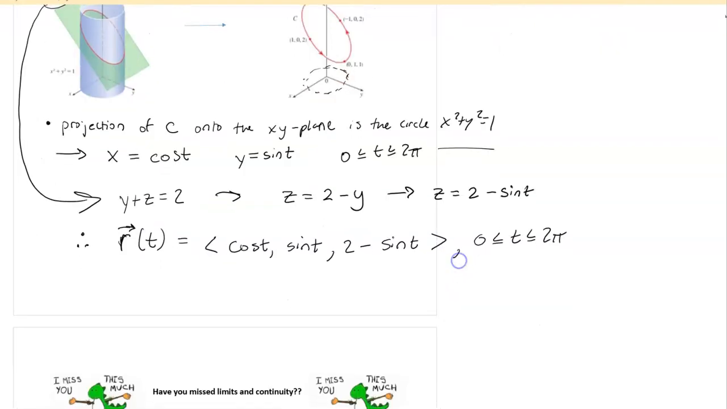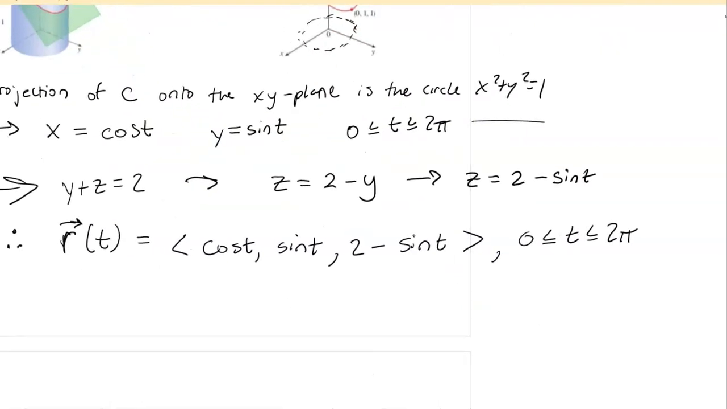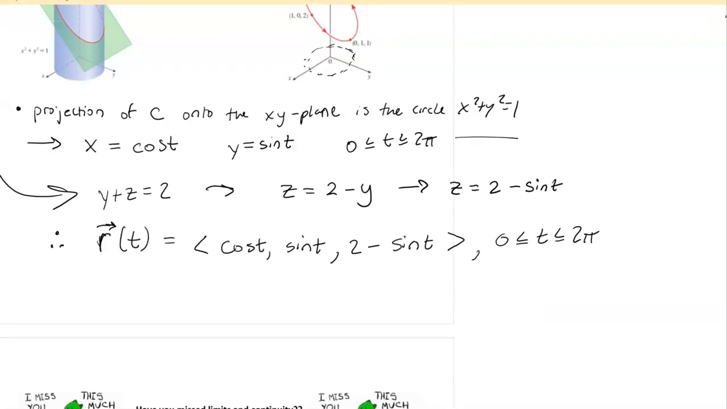Notice it's defined only through one variable. We have 3 components, but it's defined through only one variable. We plug in one value of t, and we get vectors which point at points.